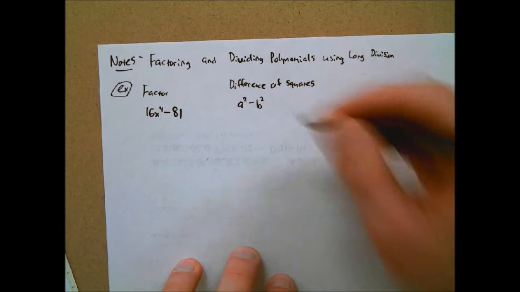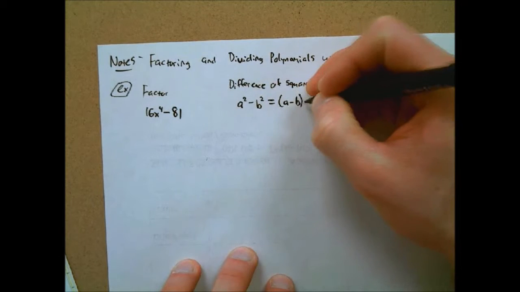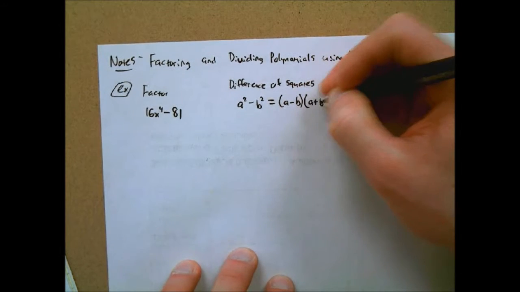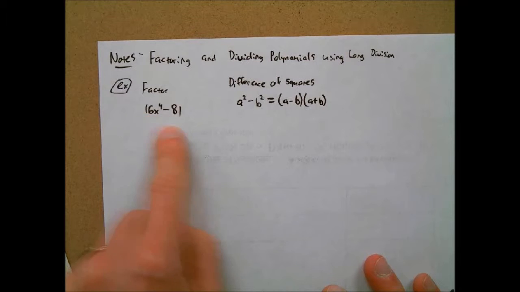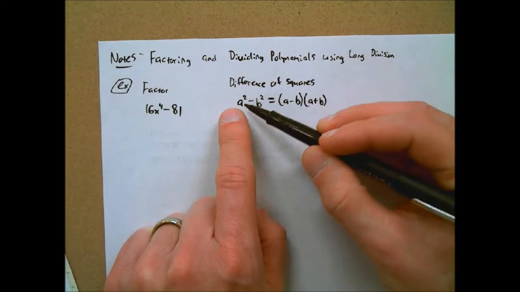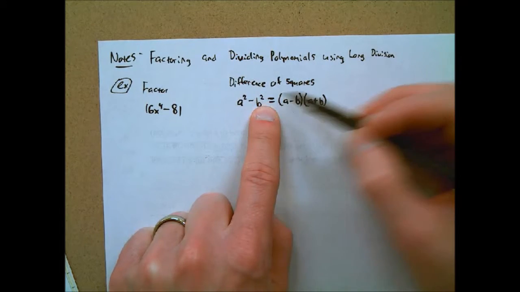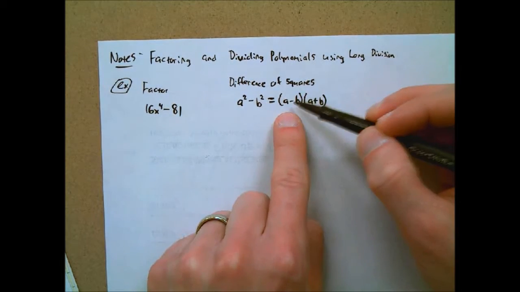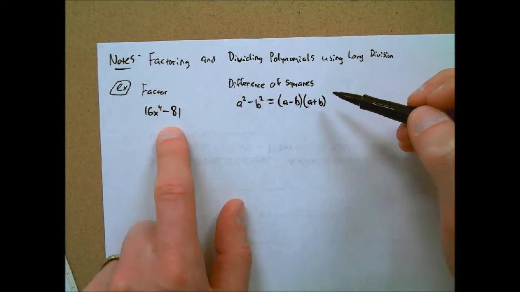What does it factor to be? A minus b times a plus b. So in this case, it's going to be important for us to determine what is our a and what is our b. Because in a difference of squares, you have your a being squared, and you subtract your b that's being squared. And it factors to be that a minus the b, times the a plus the b. So let's look right here at this.